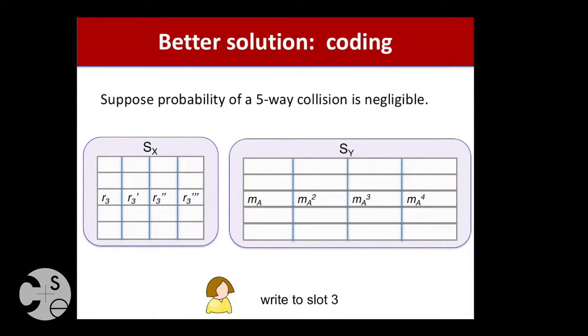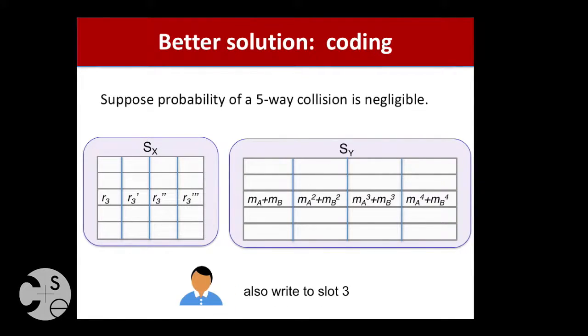What we'll do is make the table a little bit wider. When Alice writes her message, she's not just going to write m plus r, but in fact she's going to write m squared, m cubed, and m to the 4th. So when she writes her message, she actually writes 4 elements to the table. That's all we do. Now when Bob comes along and collides with Alice, he does the same thing. So we get ma plus mb, ma squared plus mb squared, ma cubed plus mb cubed, and so on and so forth. Each one just writes 4 elements to the table instead of just writing 1.